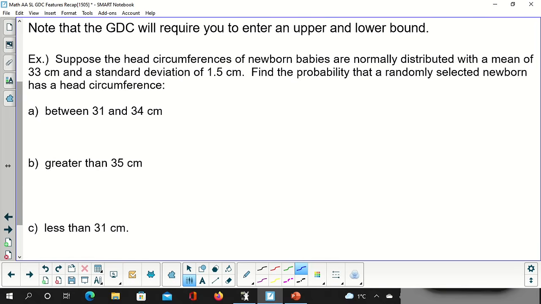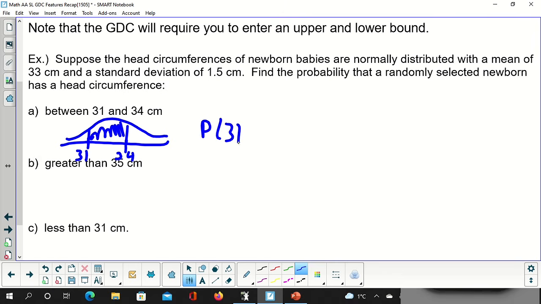Suppose the head circumferences of newborn babies are normally distributed with a mean of 33 centimeters and a standard deviation of 1.5 centimeters. Find the probability that a randomly selected newborn has a head circumference between 31 and 34 centimeters. Okay, so let's think about this. 34 would be a little bit above the mean. 31 would be a little bit below. We're wondering about this area. In other words, we want the probability that the head circumference is between 31 and 34.